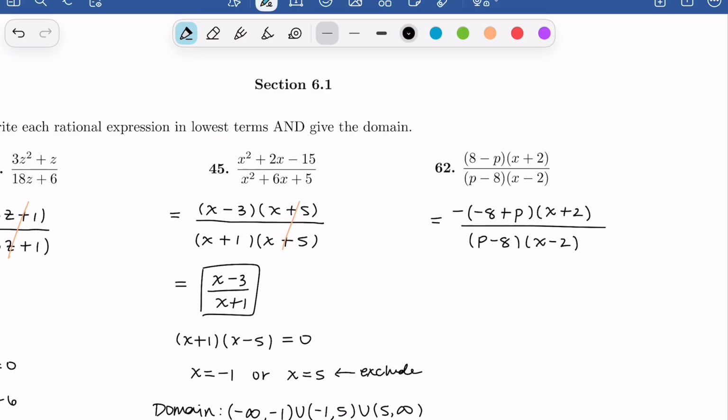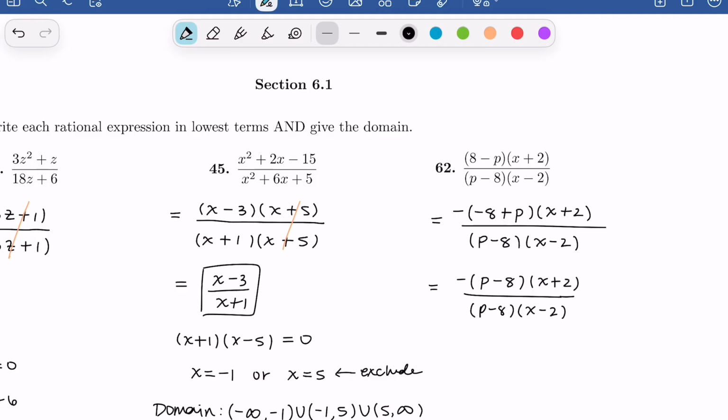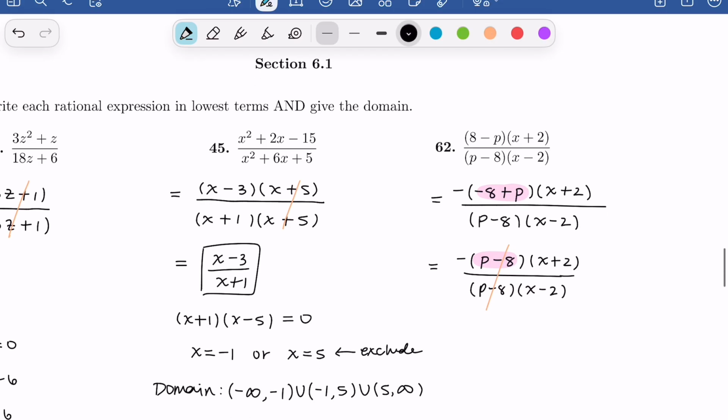All right, now let's rewrite this. -8 plus p is the same thing as +p minus 8. So we're going to have +p minus 8 times x plus 2 in the numerator, and our denominator is the same. Now, notice this factor here turned into this factor, and now we have this p minus 8 in the numerator and in the denominator, so we can cancel them.